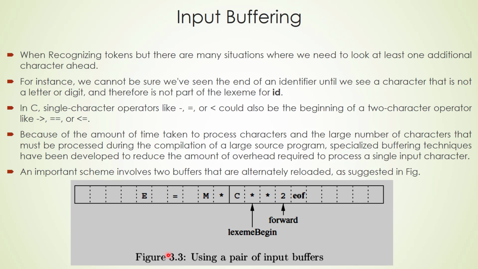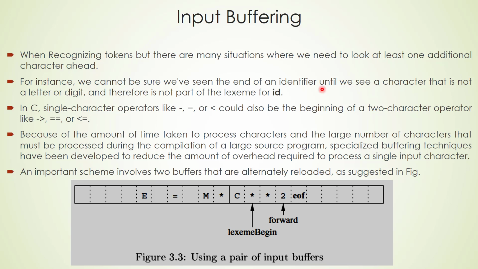So input buffering. When recognizing tokens, there are many situations where we need to look at least one additional character ahead. For instance, we cannot be sure we have seen the end of an identifier until we see a character that is not a letter or digit, and therefore it is not part of the lexeme for ID. Here we are scanning the program character by character. When can we say we identified a keyword, or an identifier, or some operator? Sometimes we have to look at least one character ahead. So in the second point, it is clear that we cannot be sure we have seen the end of the identifier until we see a character that is not a digit or a letter.